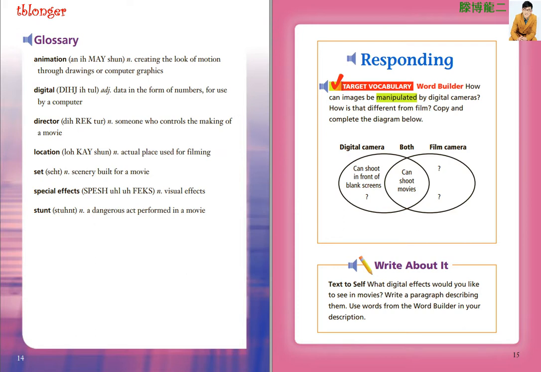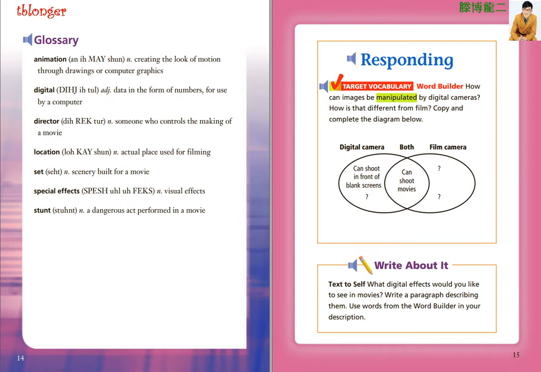Glossary. Animation. Noun. Creating the look of motion through drawings or computer graphics. Digital. Adjective. Data in the form of numbers for use by a computer. Director. Noun. Someone who controls the making of a movie.